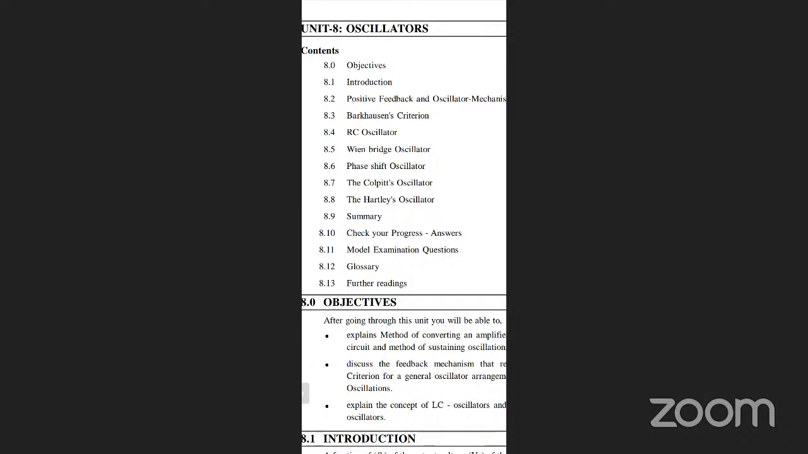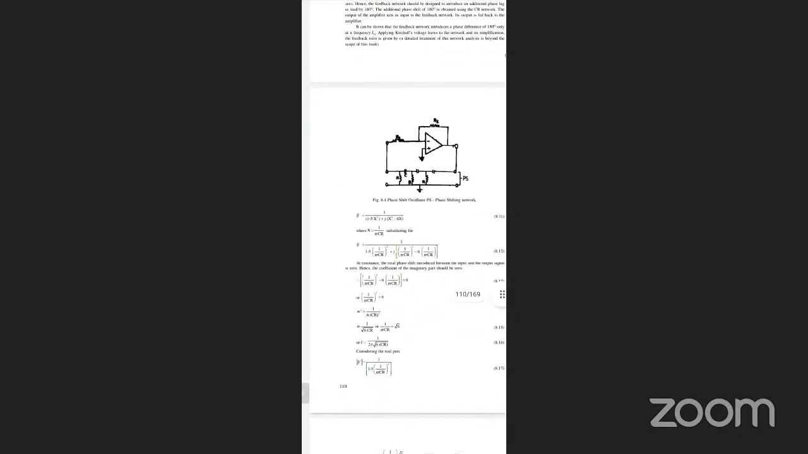What are those? RF, Wien bridge, or phase shift oscillator. In the case of the RC oscillator, the Wien bridge as well as the phase shift oscillator will come out. Out of these, the Wien bridge and the phase shift are the two essay questions. Next, Colpitts and Hartley are short questions. You have to explain all these things, draw the circuit diagram, and derive the equation part.